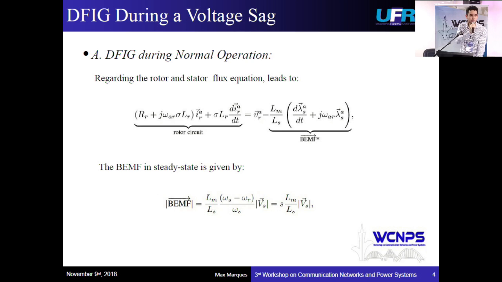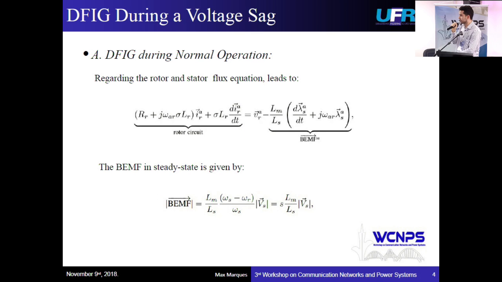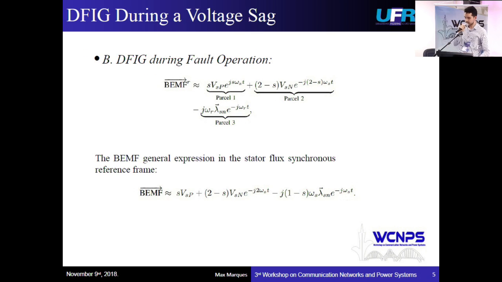And in steady state, in normal operation, the back electromotive force in absolute value is given by the proportional value of the slip of the machine and the stator voltage. But when you refer to a transient operation, the back electromotive force is divided into three different parcels, using the symmetrical component theory, and considering that almost all wind turbines are connected to a transformer with Y to delta, there isn't a zero component.